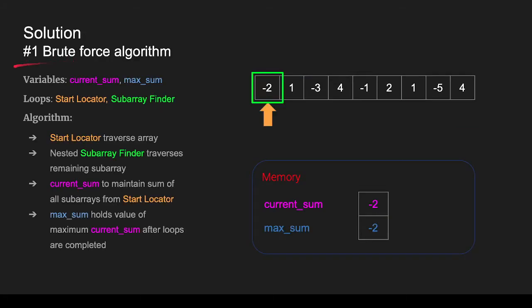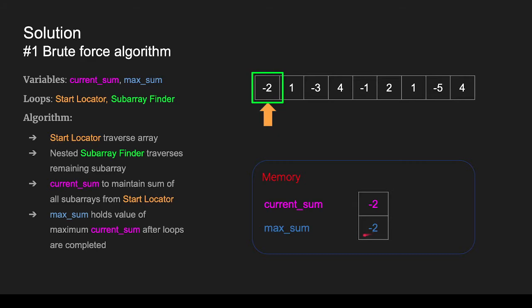Now let's take a look at the algorithm. Here we have two variables, current sum and max sum, and we have two loops: the start locator, which tracks the starting position of the subarray, and the subarray finder, which tries to find all the possible subarrays from the start locator position. For the initial setting, as the first element is -2, the start locator is looking at -2. The subarray finder is trying to find all the subarrays starting from -2. Then current sum is equal to -2 and max sum is updated to -2.